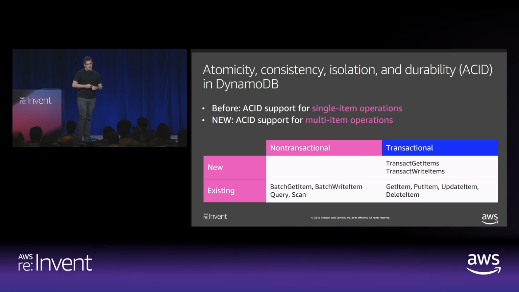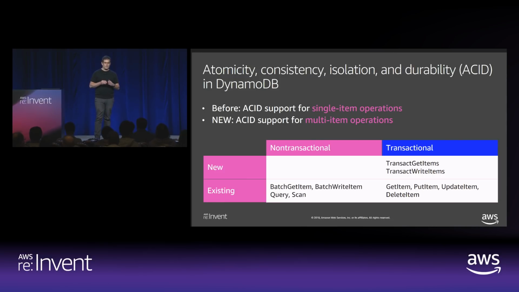All right, so here we have a comparison of what we had before, all the APIs in the lower row, versus the 2 new APIs in the top row. And then we also classify them basically into non-transactional and transactional. So let's look at the transactional column for a second. We have the 2 new APIs, TransactGetItems and TransactWriteItems.